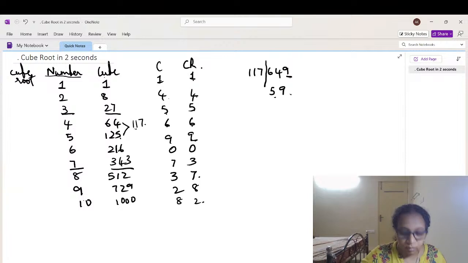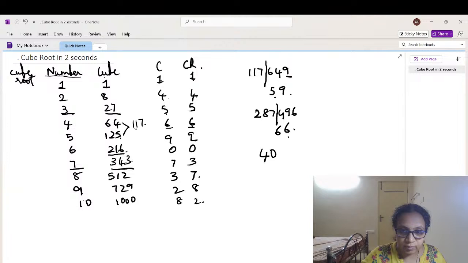Suppose you have another number, 287496. Let's again put a slash here. Now the cube ends with 6, the cube root also ends with 6. To find the first digit of the cube root, we will see where 287 lies. It lies between 216 and 343. So is it closer to 216 or is it closer to 343? Clearly we can see that it's closer to 216. Therefore the cube root will be 66.